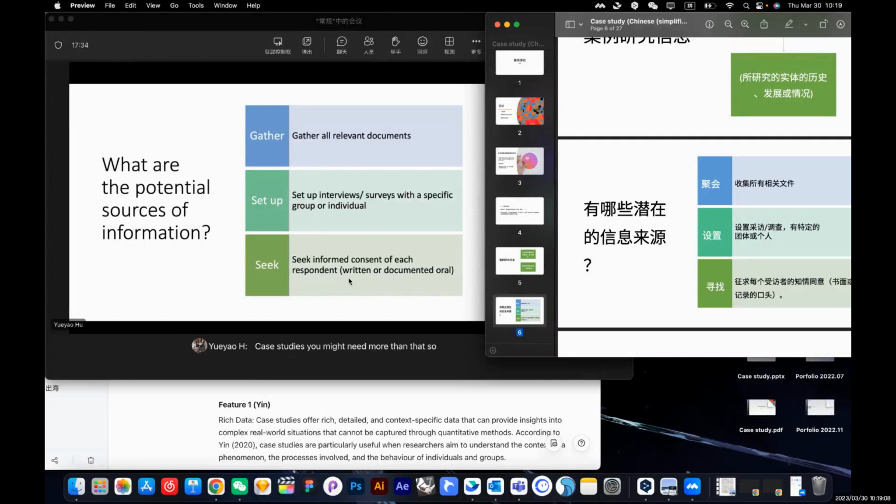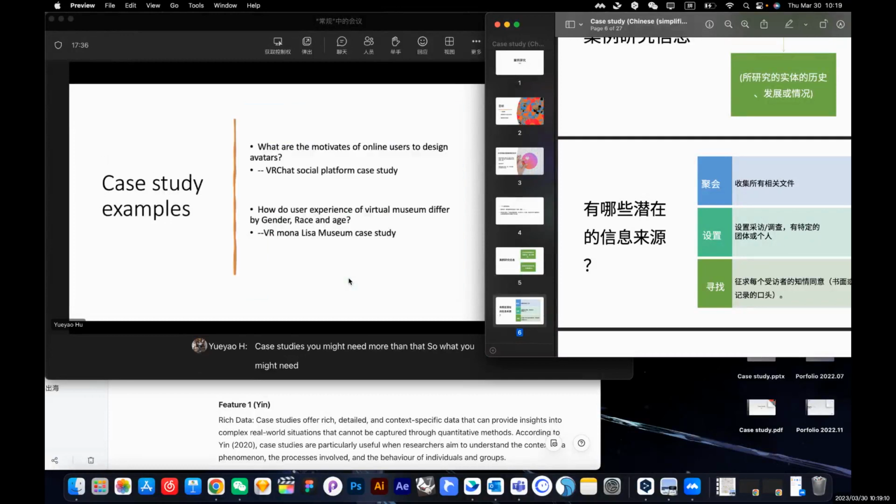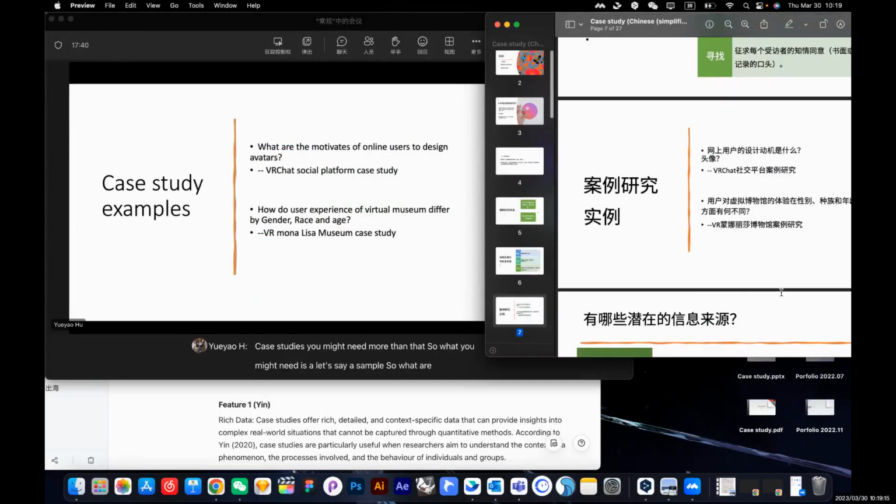What you might need is, let's say, a sample. What are the motivations of online users to design avatars? This is my subject. If I'm going to treat my work as a case study, I would say I choose one social platform, VRChat, as the case. And if you look carefully, each PhD work can be treated as a case study, just from one perspective.